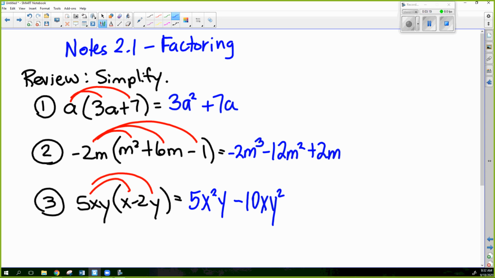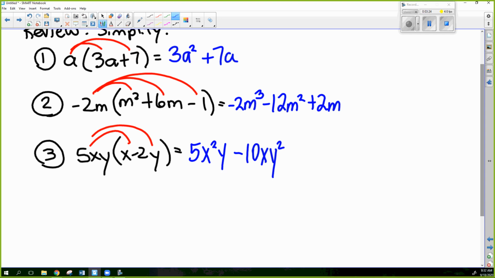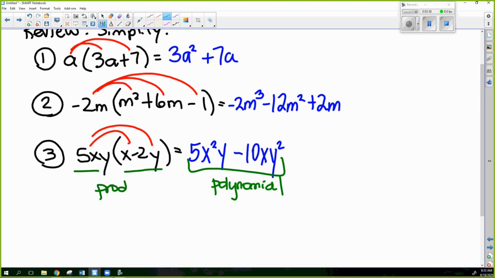Okay, so then what is factoring? Well, factoring is just the process of taking something like this, which is called a polynomial, and turning it back into the product of 2 other polynomials. That's what factoring is. So we're going to start with just the kind where one thing comes out to the front. That's called the greatest common factor, all right?